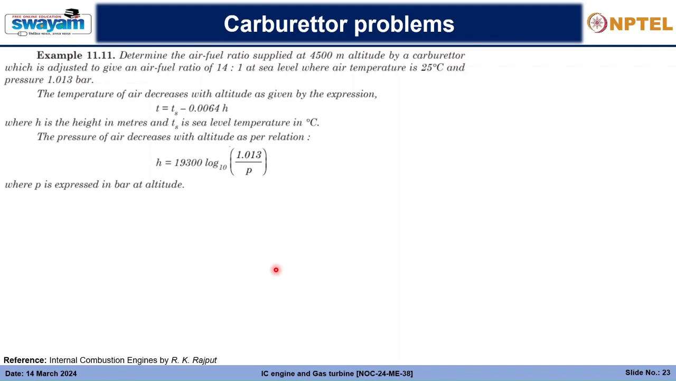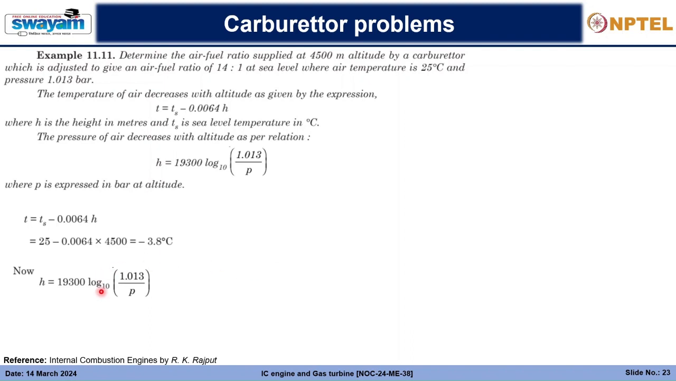Okay, then let us solve this problem. So we are given this relation for temperature of air with altitude. Then at the altitude which we are given, we'll get the temperature of air to be minus 3.8 degrees Celsius. We also need to find the pressure.